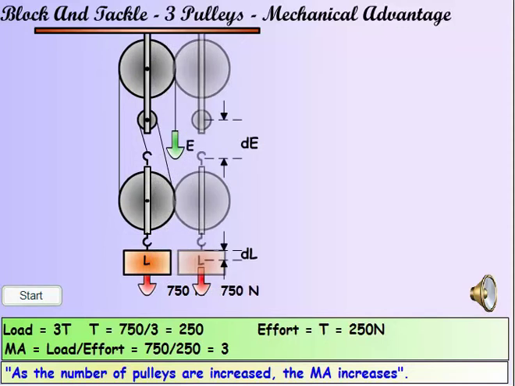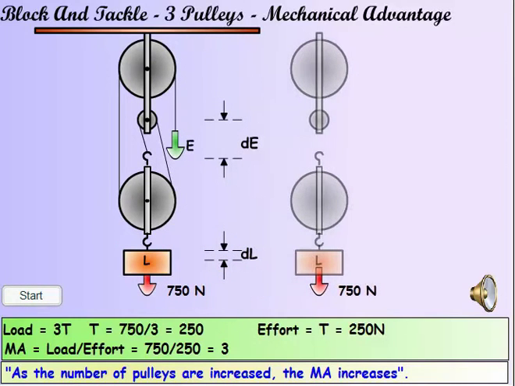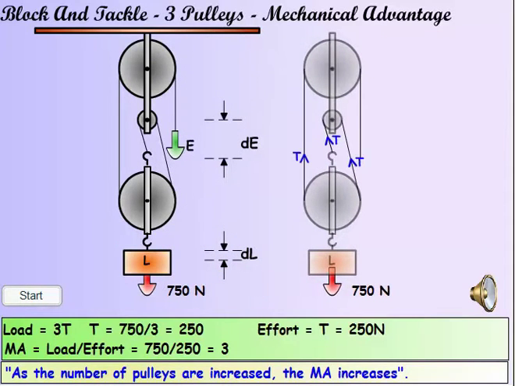A block and tackle system consists of 2 blocks containing pulleys connected by a rope. With 3 pulleys, the tension in each rope is 1/3 the total load. This means you apply an effort equal to 1/3 the load.